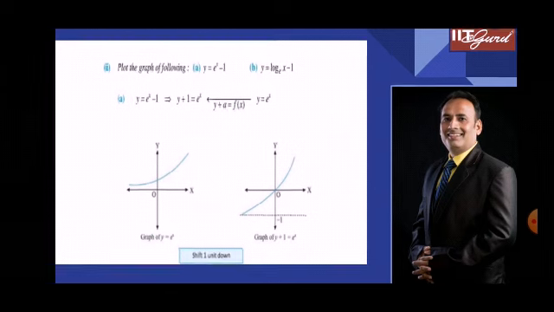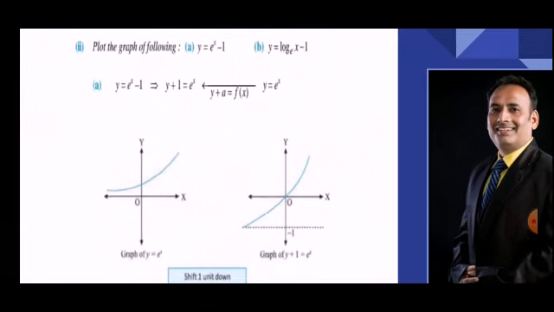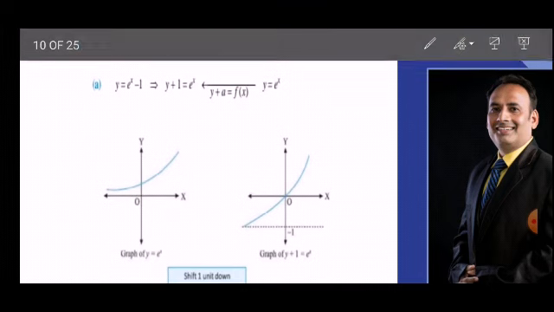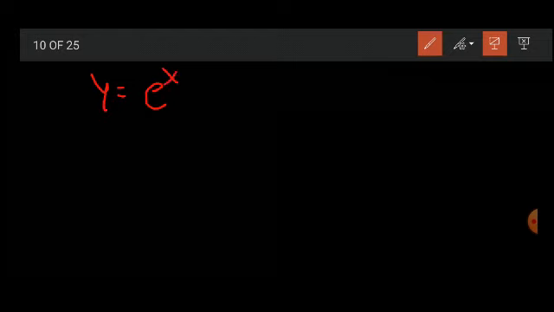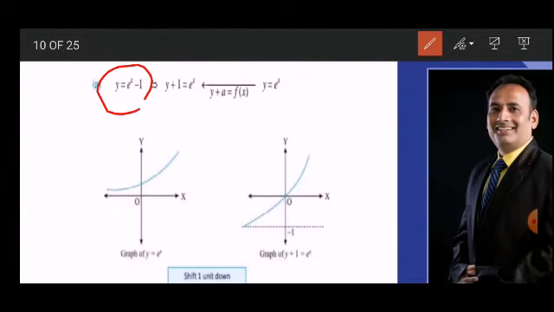So take one more concept, one more illustration over here. Plot the graph of y equal to e power x minus 1. We are interested to draw the graph of y equal to e power x minus 1, and how we will manage that. Let me discuss in detail how we will shift. We are interested to draw the graph of y equal to e power x minus 1.